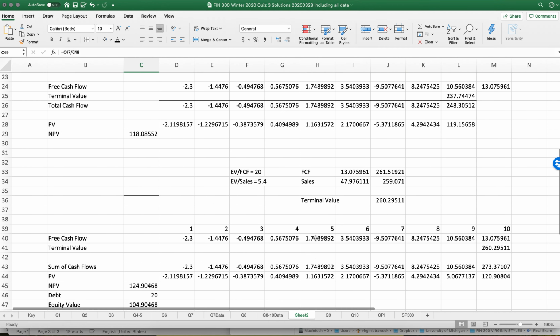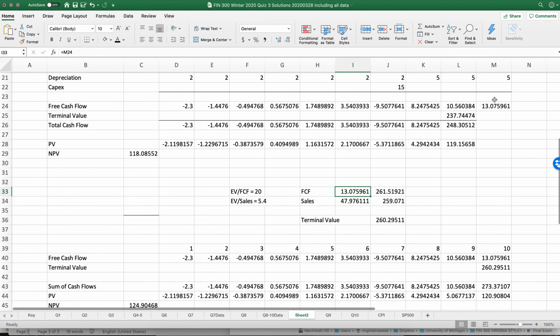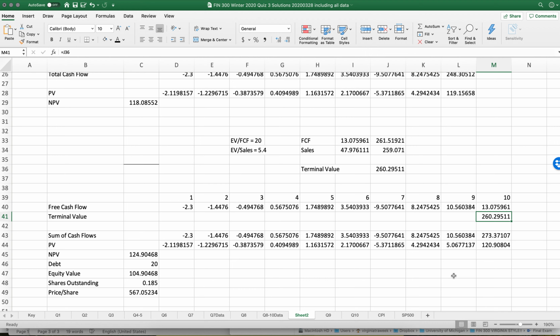All right, so what we did here was we just read this very carefully in the problem, and we decided that the free cash flow was 13 in year 10. We needed to multiply that by 20. The sales number was 47.97. We needed to multiply that by 5.4. The question asked for us to take an average of those, so we did. We plug that in as the value in year 10.